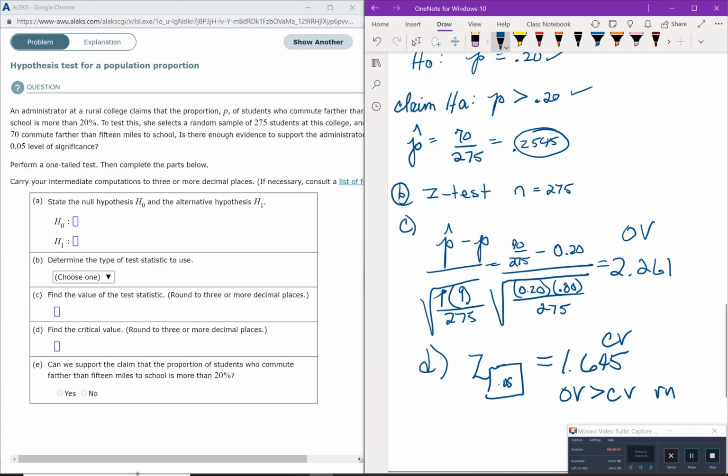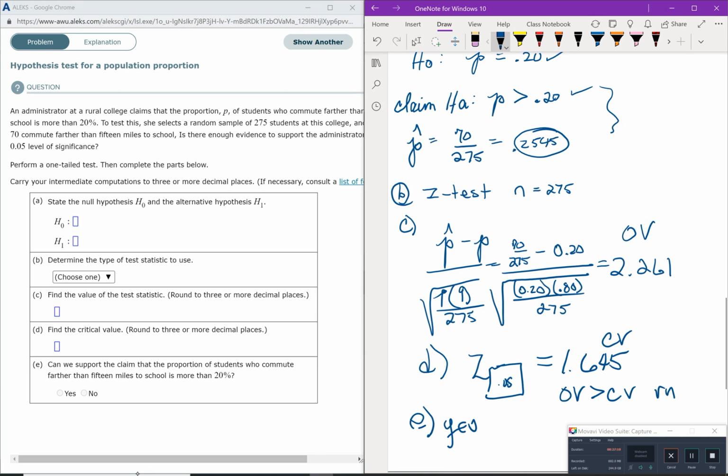Since I am rejecting a null, it says, can we support the claim? The claim is the alternative, that the proportion of students who commute farther than 15 miles to school is more than 20%. And in this case, we would say for part E, yes, we support the claim. So that is basically what you're doing this week.